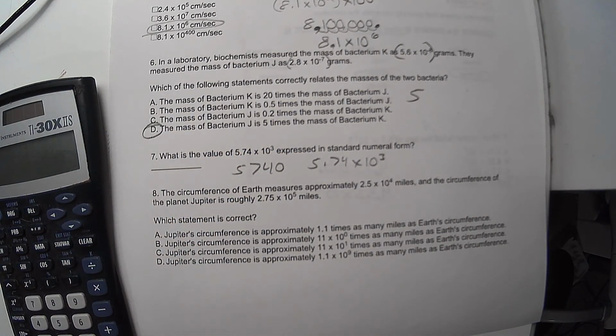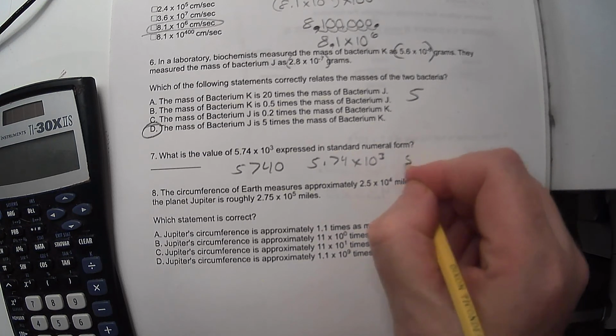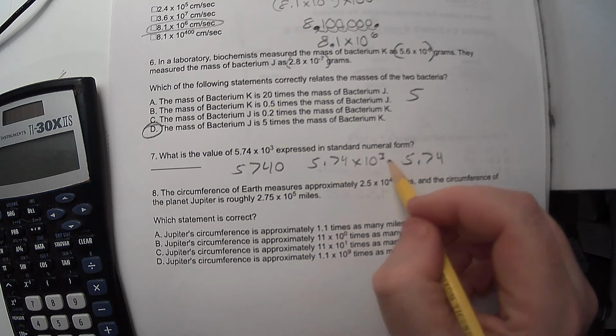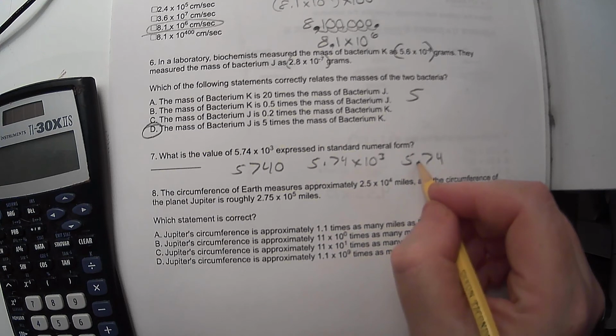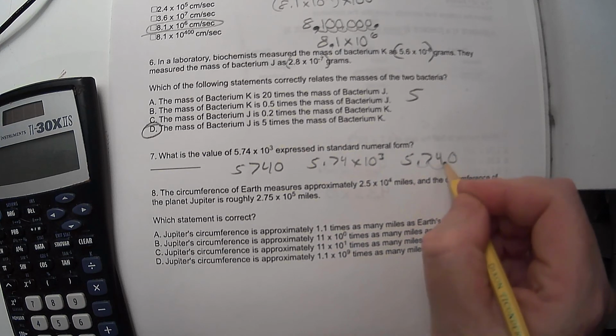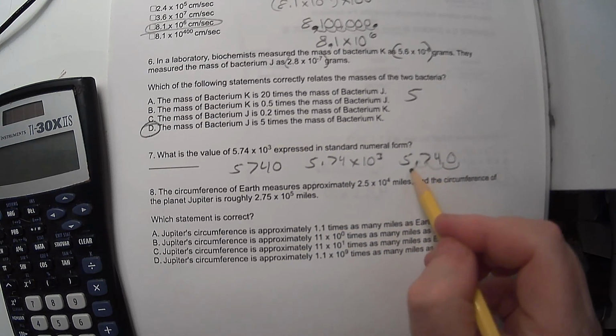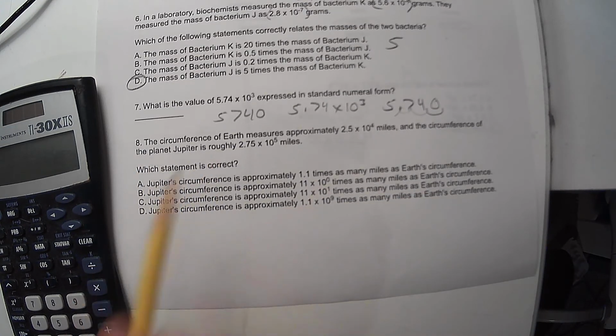So 5,740. If you wanted to work it out by hand, we know that we need to take our decimal and move it 3 spots. So we have 1, 2, add a 0, 3. So still 5,740. Alright, number 8. The circumference of Earth measures approximately 2.5 times 10 to the 4th miles. The circumference of the planet of Jupiter is roughly 2.75 times 10 to the 5th miles. Which statement is correct?